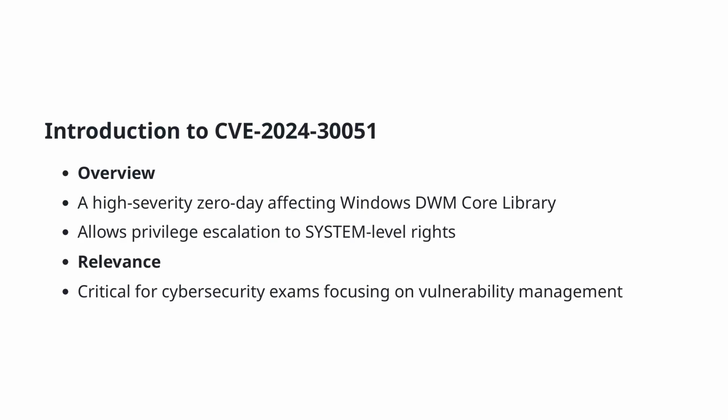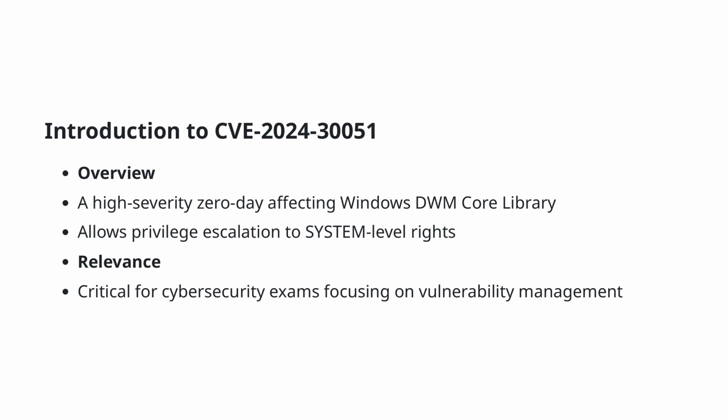In this slide, we'll focus on CVE-2024-30051, a high-severity zero-day vulnerability impacting the Windows DWM Core Library. This vulnerability enables attackers to escalate privileges to system-level rights, posing significant security risks. Understanding this is particularly important for those preparing for cybersecurity exams centered around vulnerability management.